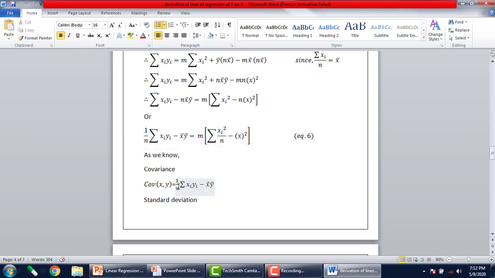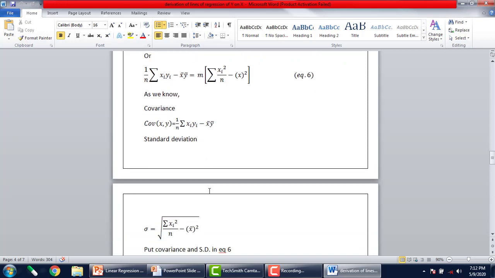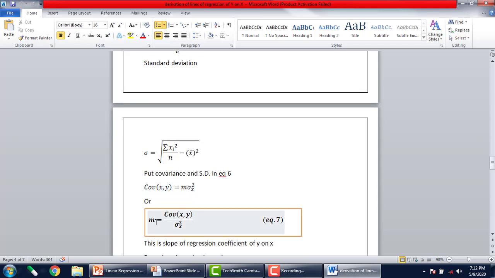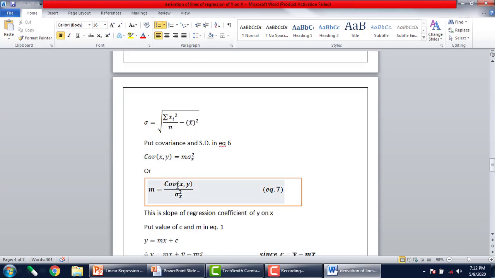So we know that this left hand side portion is a covariance and this one is a standard deviation formula. So covariance is equal to 1 by n summation xi yi minus x bar y bar, and standard deviation is square root of summation xi square divided by n minus x bar square. So we just put the value of covariance and the standard deviation in equation number 6. So it will become covariance of x comma y is equal to m variance of x. So this is what m value is: m is equal to covariance of x comma y divided by variance of x.